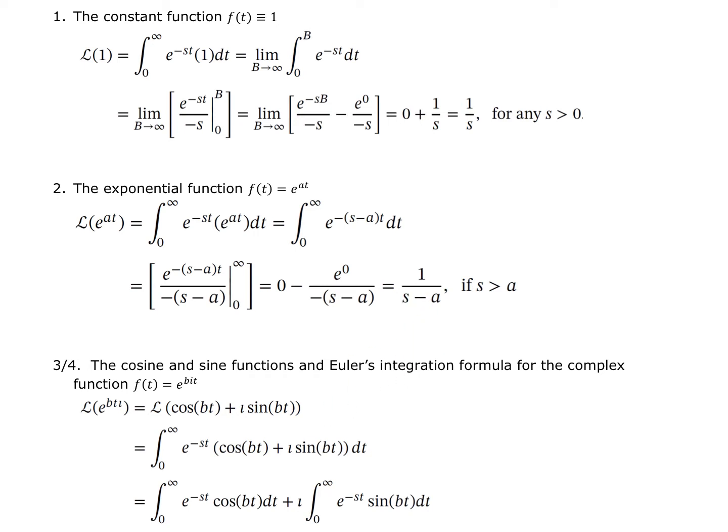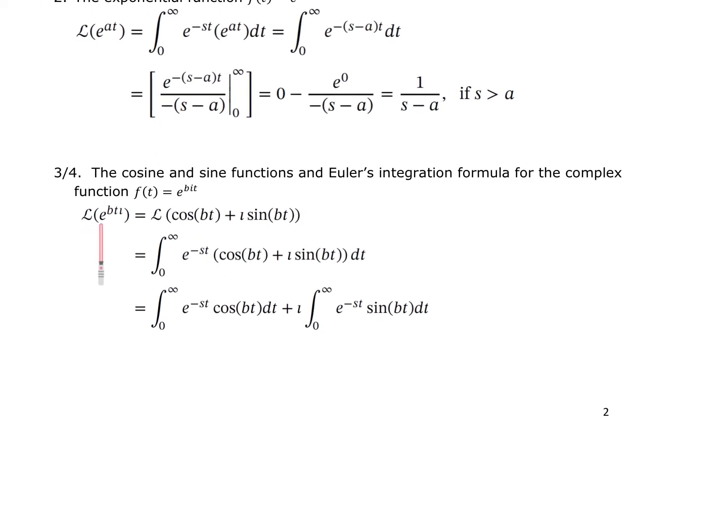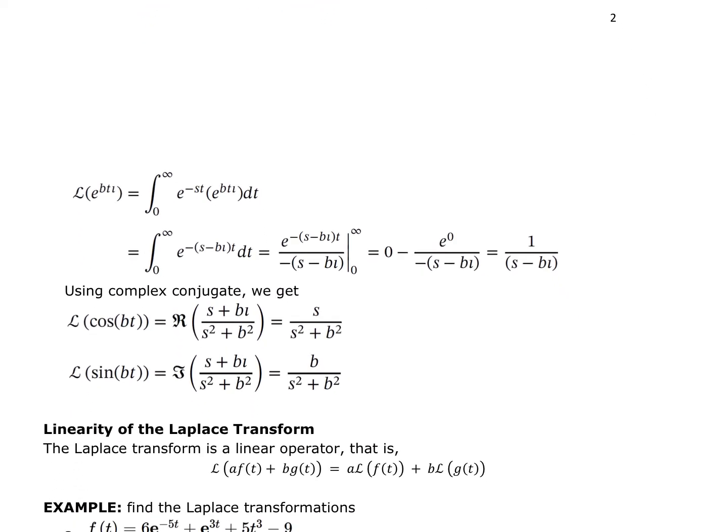Let's look at what happens when we have sine and cosine. Well, if I have e raised to the b t i, where i is a complex number, then I'm going to end up with these individually. See how the i right here? And this is what we end up with. So we end up with 1 over s minus bi. Using complex conjugates, the Laplace transform of cosine of bt is s over s squared plus b squared, and the Laplace transform of sine of bt is b over s squared plus b squared.